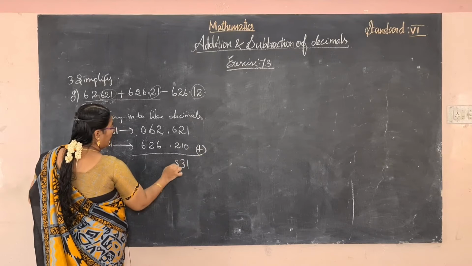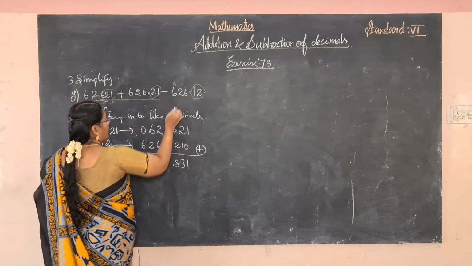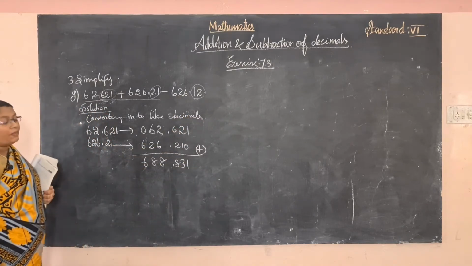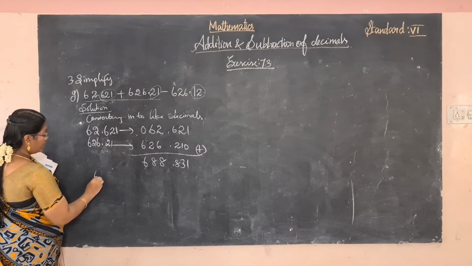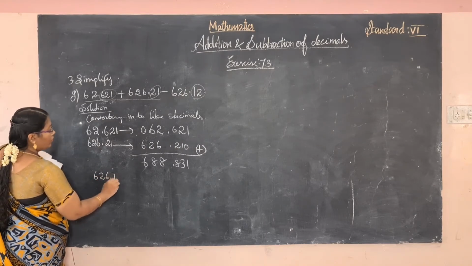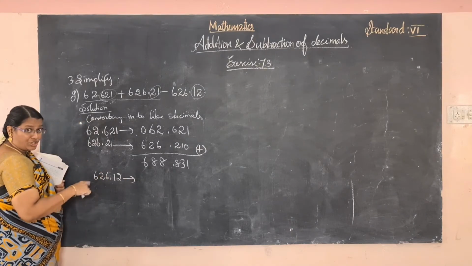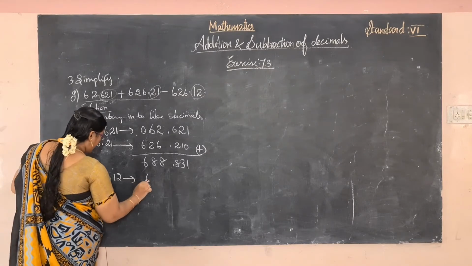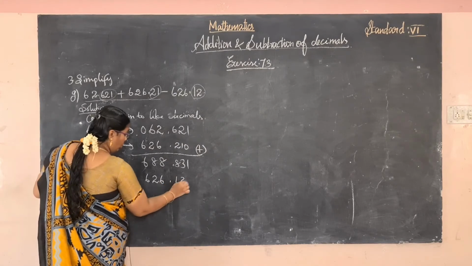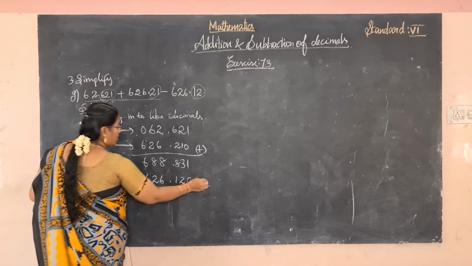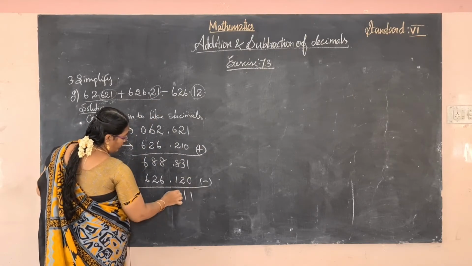1, 3, 8, 8, 8, 6. Okay. And the next one, which operation is given? Subtraction. Okay. So that is 626.12 given. First we change to like decimals. So 626.120. Which operation are we doing here? Subtraction. Okay. Subtract 1, 1, 7.